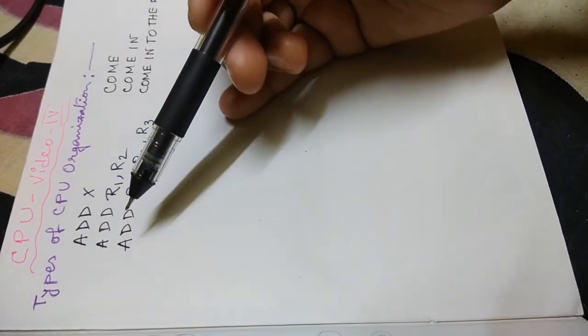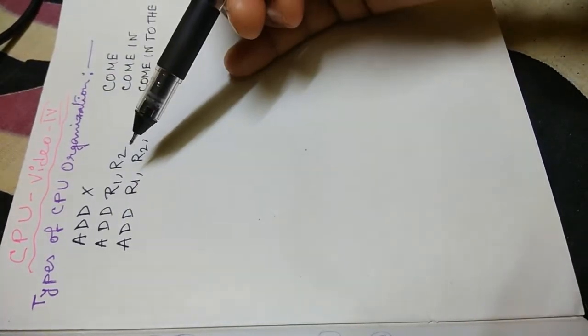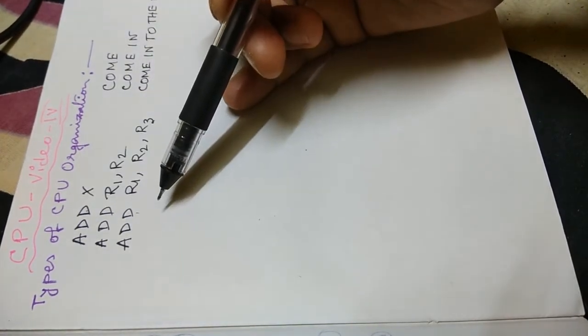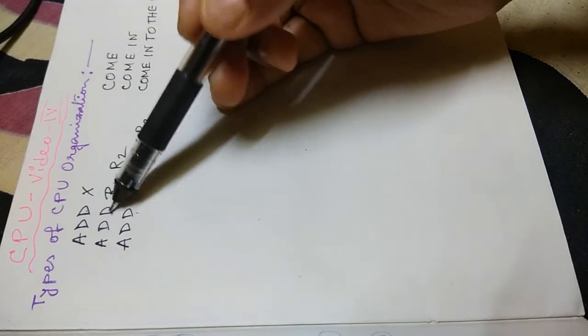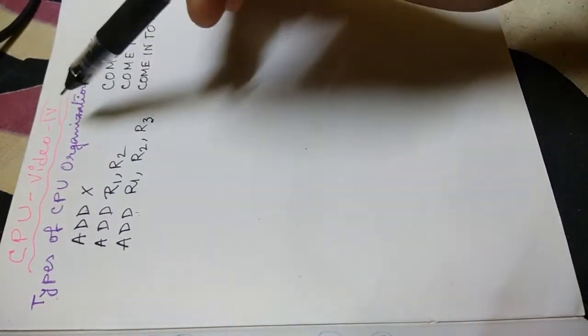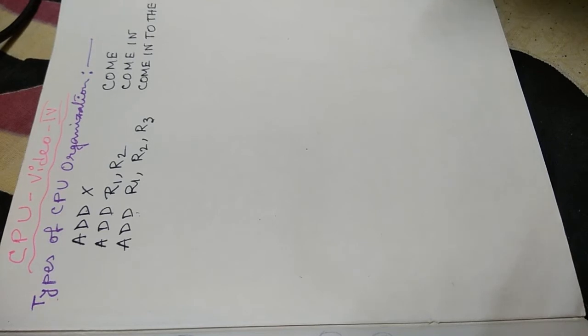In these cases also, the meaning is same, that I am instructing the computer to add. But the way of telling is different. So this is determined by the types of CPU organization. So clear? Why should we study this topic? Okay, let's move on. There are three types of CPU organization.